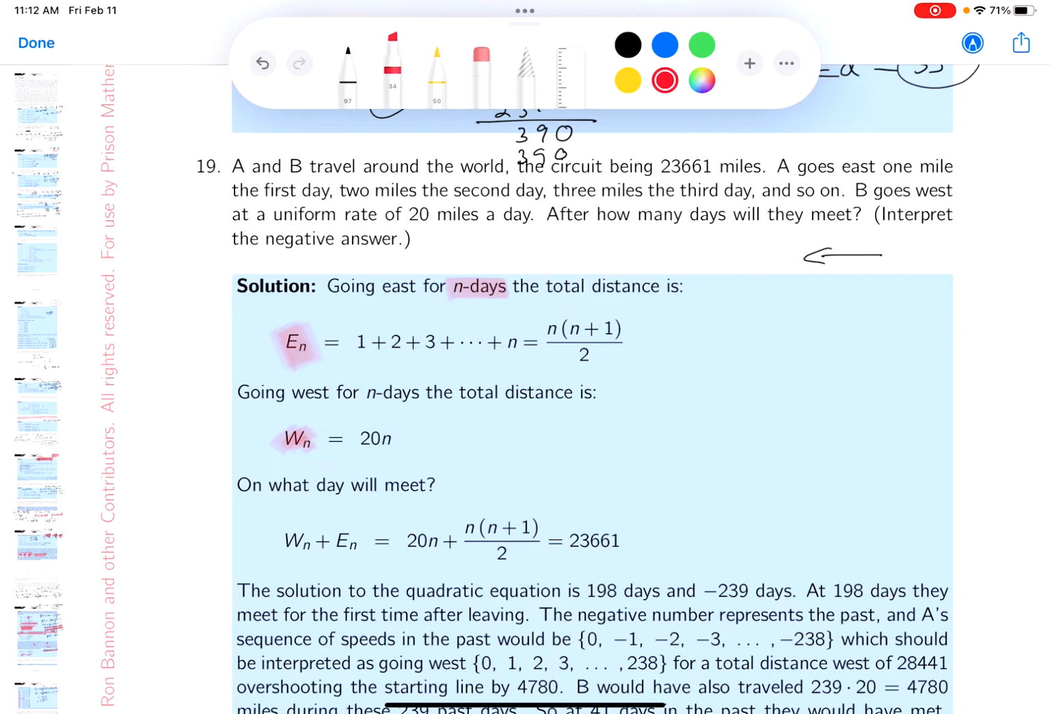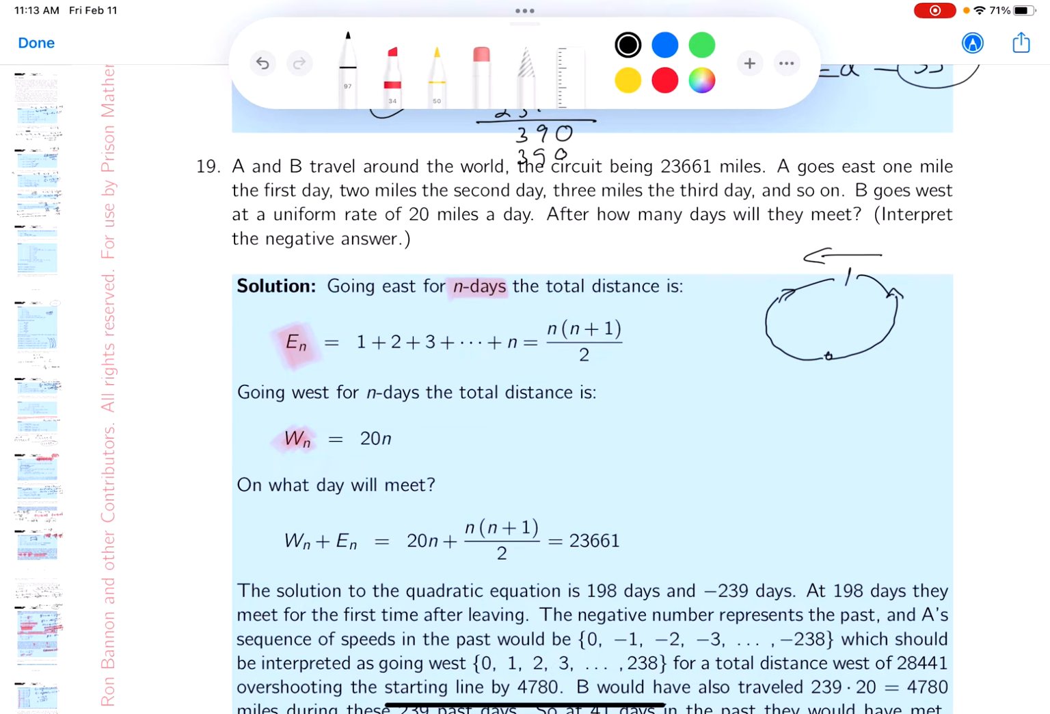Okay, let me read that again. A and B travel around the world, the circuit being 23,600 miles. A goes east 1 mile the first day, 2 miles the second day, 3 miles the third day, and so on. Got that covered. B goes west at a uniform rate of 20 miles a day. After how many days will they meet? Well, I want to point out they're starting somewhere, right? And one guy's going like this, the other guy's going like this. So they're going to meet somewhere.